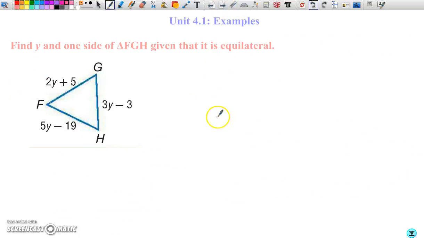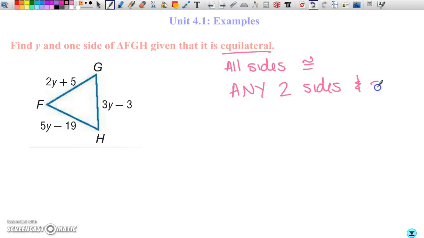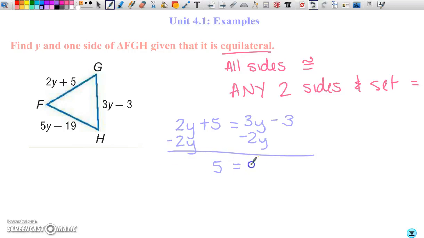So now that we have one that's equilateral, well, equilateral means all sides are congruent. So we can take any two, it doesn't matter, any two you want, and set them equal to one another and solve. So I'll do 2y plus 5 equals 3y minus 3. I'm going to subtract the 2y from both sides to get 5 equals y minus 3. Add 3 to both sides, so we get 8 equals y.